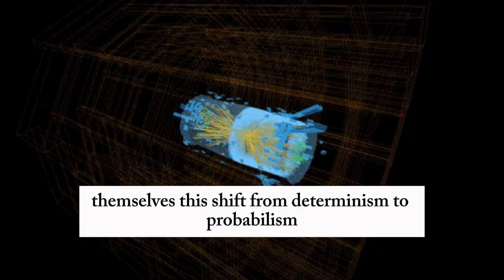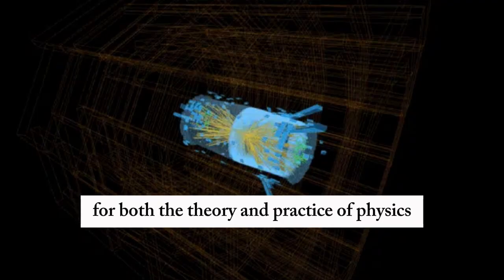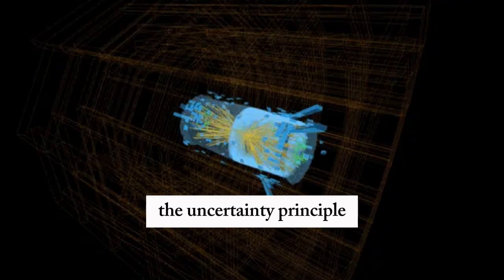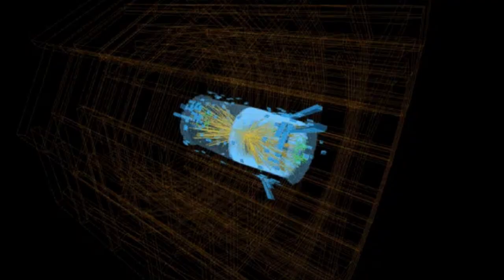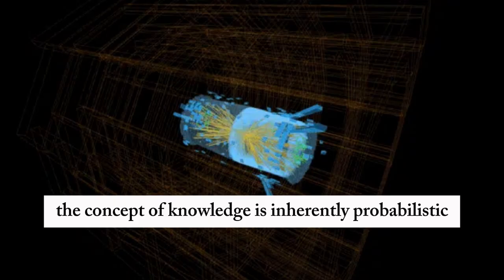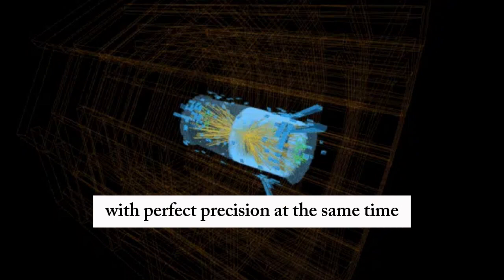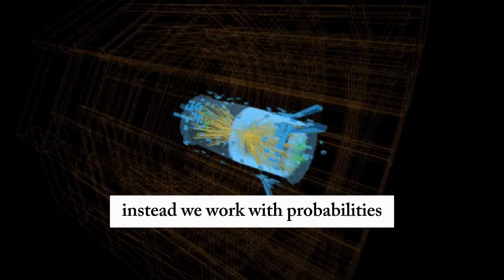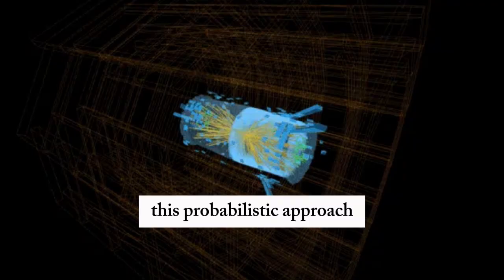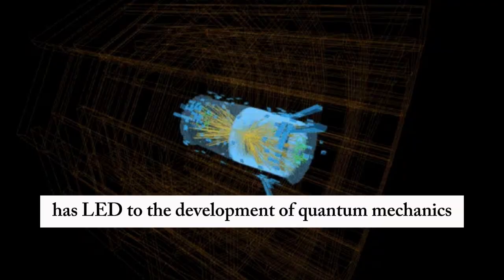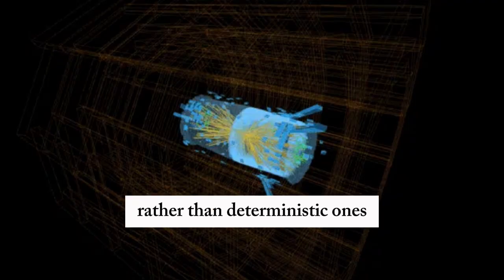This shift from determinism to probabilism is one of the most radical aspects of quantum mechanics and has far-reaching implications for both the theory and practice of physics. The uncertainty principle not only reveals the limitations of our measurement tools but also forces us to reconsider the very nature of knowledge itself. In the quantum world, the concept of knowledge is inherently probabilistic. We can never know both the position and momentum of a particle with perfect precision at the same time. Instead, we work with probabilities, making predictions about where a particle might be found or with what momentum it might be moving. This probabilistic approach has led to the development of quantum mechanics as a theory that provides only statistical descriptions of the behavior of particles rather than deterministic ones.